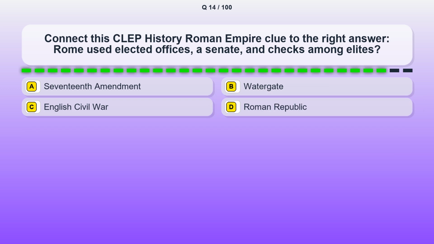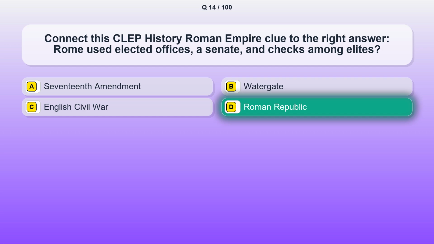Question 14. Connect this CLEP History Roman Empire clue to the right answer. Rome used elected offices, a senate, and checks among elites. Option A, 17th Amendment. Option B, Watergate. Option C, English Civil War. Option D, Roman Republic.